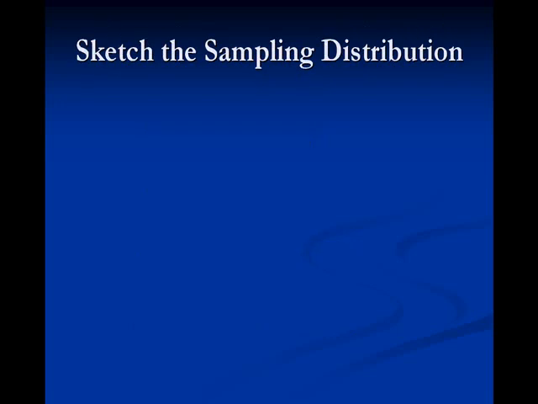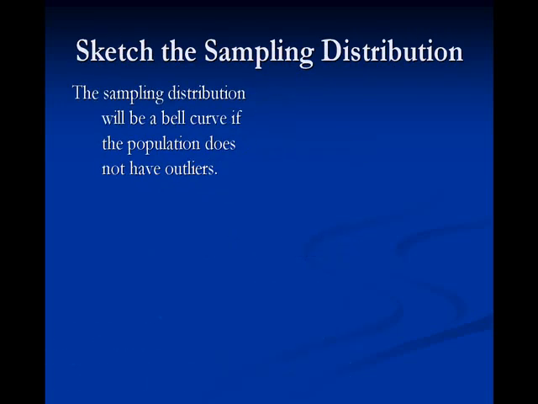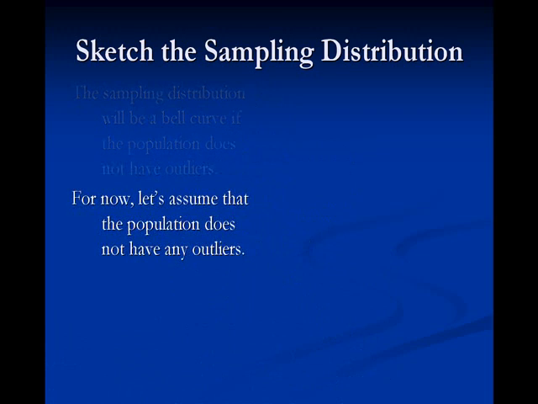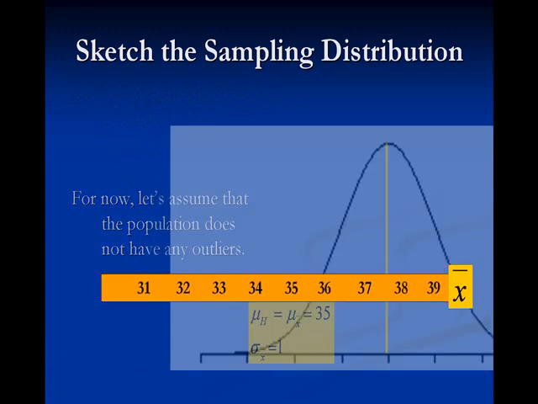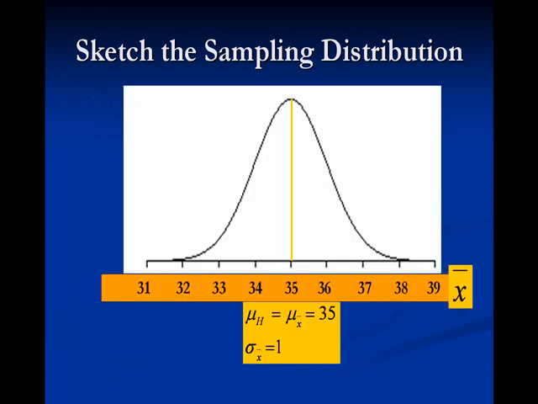So now we'll sketch that sampling distribution. With our sample size of 25, that's going to be a bell curve as long as we don't have any outliers in the population. So where we have it, a bell curve with a hypothesized mean of 35, a standard error of 1. Make sure you note that the random variable is the sample mean, which we know is a bell curve due to the central limit theorem.